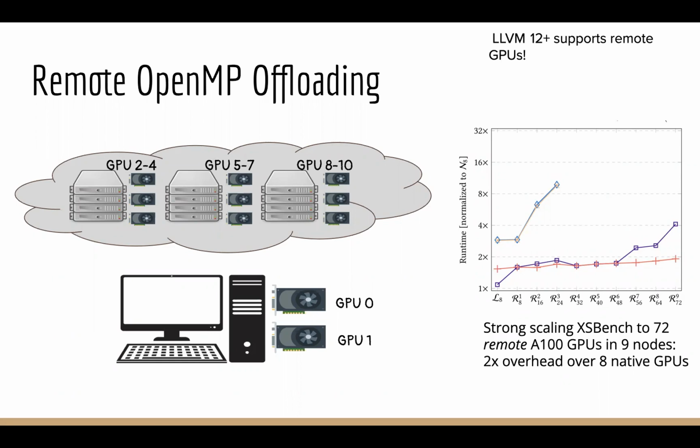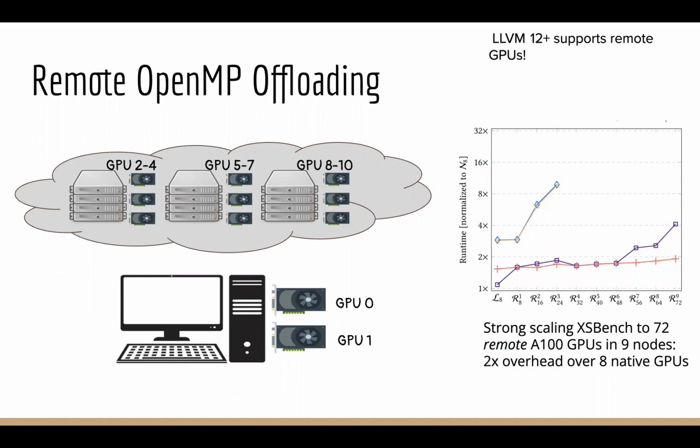And if you don't have a local GPU, but you want to do local development and local execution for some reason, you might want to employ GPUs that are in the cloud, in a cluster, or somewhere else. And with remote OpenMP offloading, you can do that. LLVM 12 and further supports it. We actually have two different backends to do so. One is through Google remote procedure calls, and the other one is UCX.